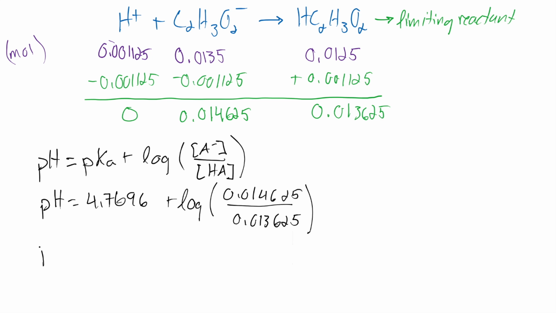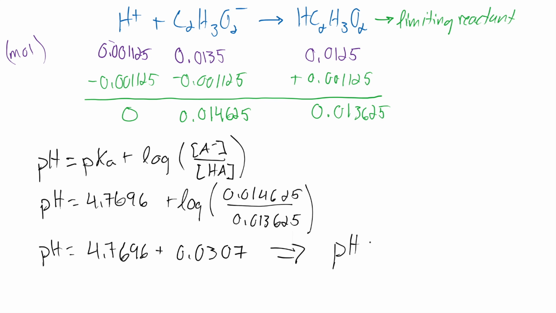And so when we get this, pH is equal to 4.7696 plus 0.0307. And so in the end, what is our pH? Well, our pH stays the same. The pH is equal to 4.80. So we see that the buffer solution, with the addition of just a small amount of strong acid, actually changed the pH by nothing. It actually stayed the same.